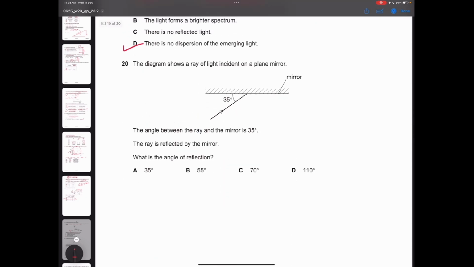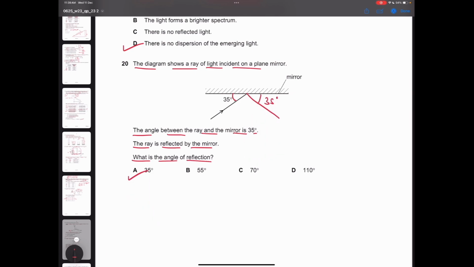Now, question number 20. The diagram shows a ray of light incident on a plane mirror. The angle between the ray and mirror is 35 degrees. The ray is reflected by the mirror. What is the angle of reflection? Oh, come on. It's a very simple question. How are they asking these questions to us? We know that angle of incidence is the same as angle of reflection, and this is angle of incidence, 35 degrees. So angle of reflection will also be 35 degrees. And we will write the answer as A.